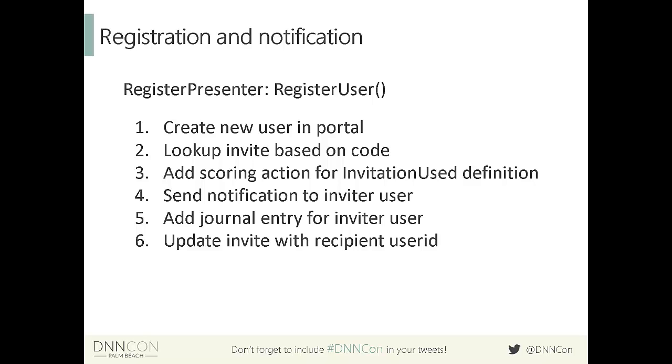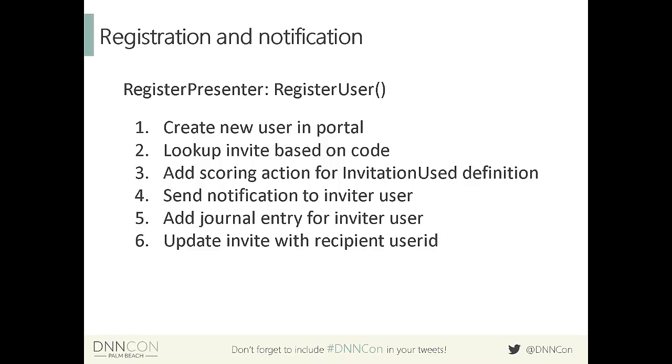We then look up the invite based on the code. So we basically look up in the DAO layer with the code that was given, and that code should be unique, and we look up the invitation that it came from. The reason we do that is because we need to know the user that it came from, so we can do number 3, which is add the scoring action for the invitation used definition, because John, our user who sent the invitation, is the user who will get the points. Then we send a notification to that inviter user, which is John, and that notification is the one that says that your invitation was used and a new user registered as a result.